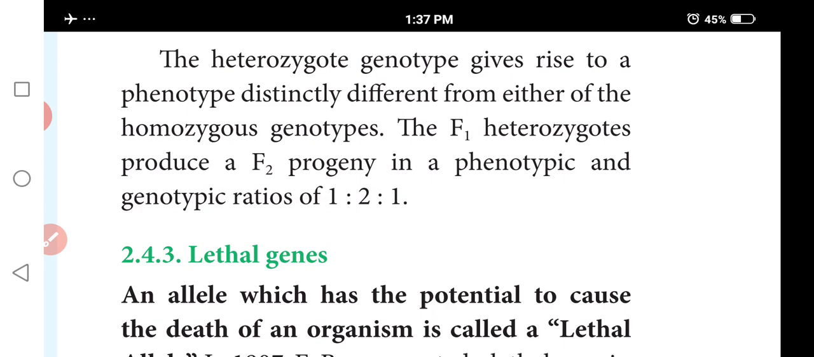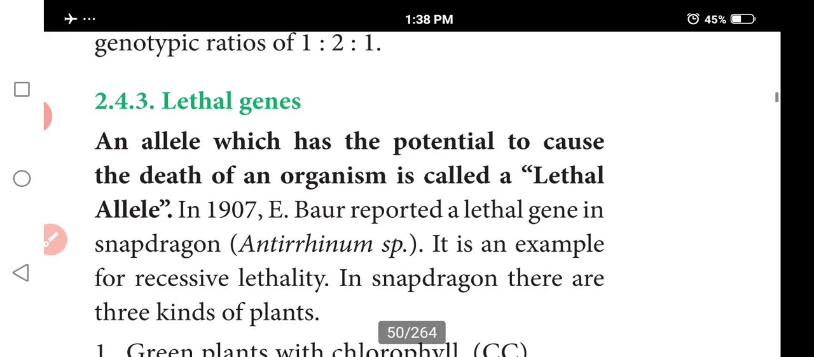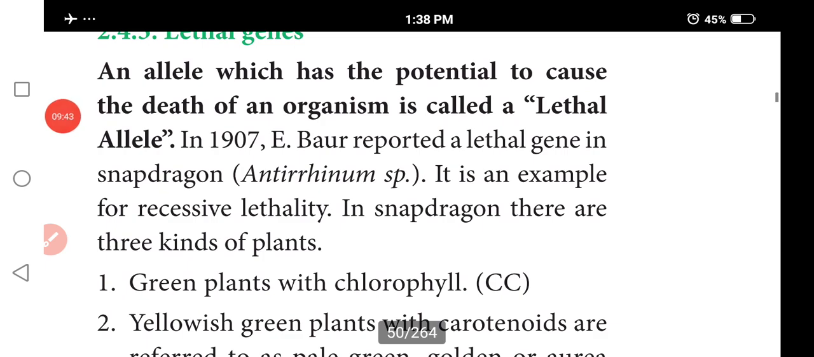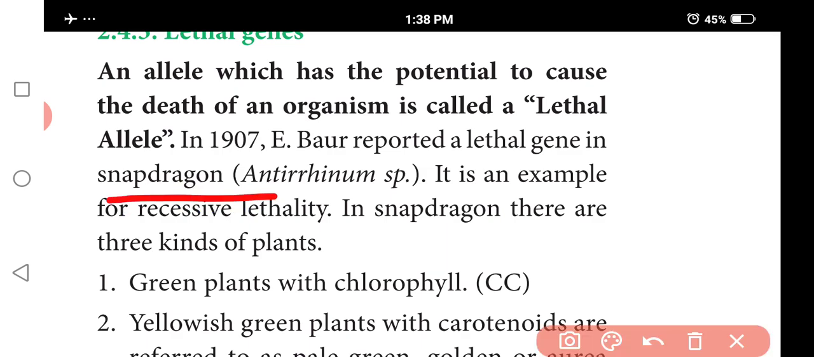Next, lethal genes. An allele which has the potential to cause the death of an organism is called a lethal allele. So the organism will die. E. Baur reported the lethal gene in Snapdragon; the lethal gene was introduced in the Snapdragon.